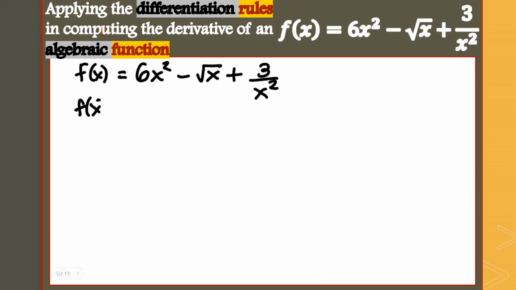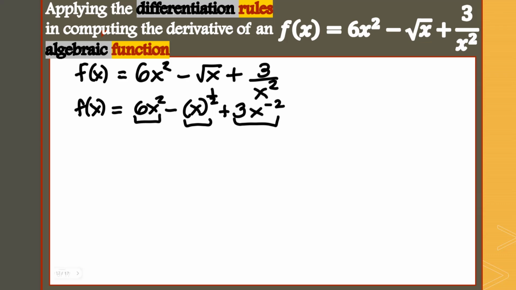f of x will still be 6x squared minus x to the power of 1/2, because that's the equivalent for square root of x, and plus 3. As you have x squared in the denominator, you can always bring that up using the law of negative exponent. You have here x to the power of -2. Hence we're still going to use the idea of constant multiple, power, and of course generally the sum of functions.